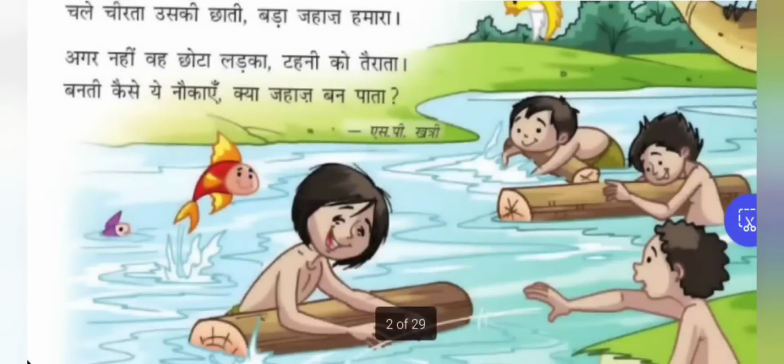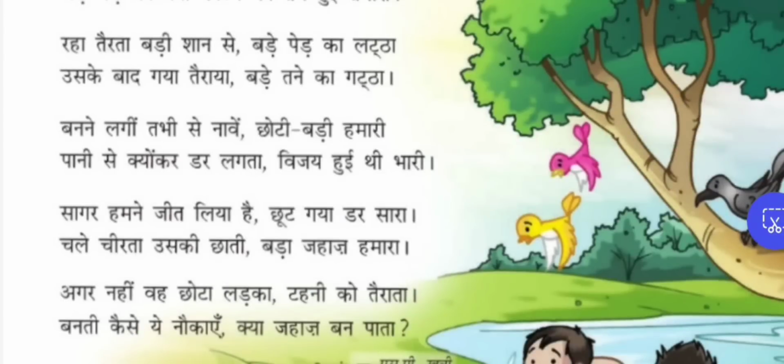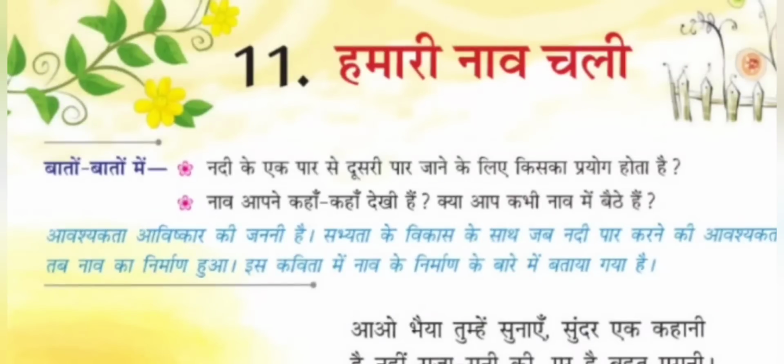अगर नहीं वह छोटा लड़का टहनी को तैराता, बनती कैसे ये नौकाएं, क्या जहाज बन पाता. If the small boy had not made the small branch of the tree float on the water, we would not be able to construct the boat or the ship. The invention would not have happened. So which incident has triggered us to invent boats and ships? The small boy who has thrown the branch of the tree on the water. So the poet is telling that need is the mother of invention.